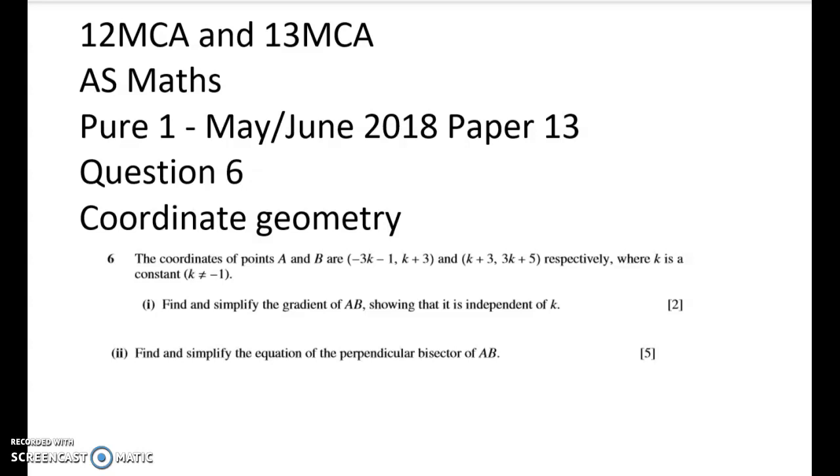So in this question we've got a couple of points given to us. We've got coordinates for point A and point B. And they're in terms of k. So k is a constant. And we're told to find and simplify the gradient of AB and then show that it's independent of k. So that's obviously pretty easy, it's only 2 marks. Then we have to find and simplify the equation of the perpendicular bisector of AB.